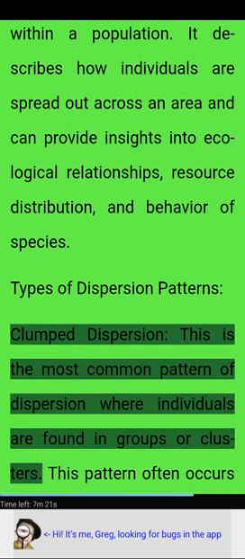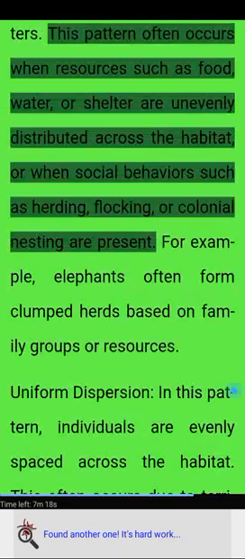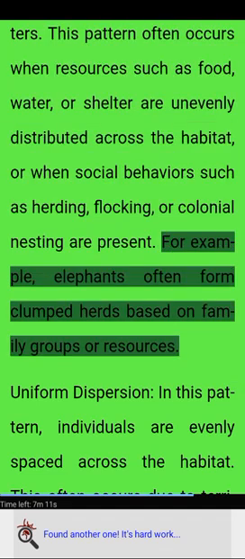Clump dispersion. This is the most common pattern of dispersion where individuals are found in groups or clusters. This pattern often occurs when resources such as food, water, or shelter are unevenly distributed across a habitat, or when social behaviors such as herding, flocking, or colonial nesting are present. For example, elephants often form clumped herds based on family groups or resources.